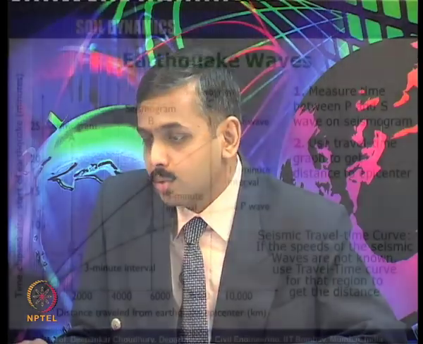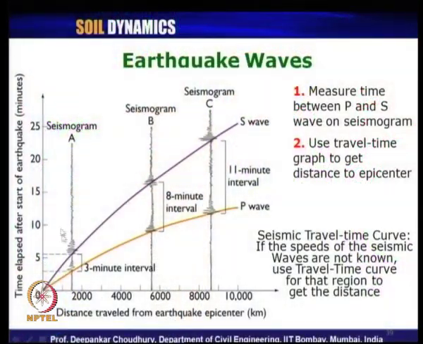But suppose we want to get rid of that error where we do not know the exact values of V p and V s, the crustal velocities, this travel time curve method can be used. So, let us look at how it is done. Suppose one seismogram A, another seismogram B, another seismogram C at 3 different locations, all of them are recording both P wave and S wave.